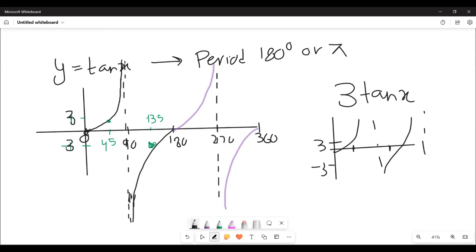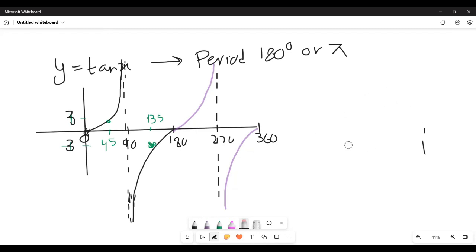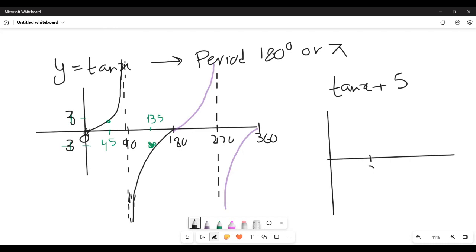Okay. Similarly, if you have to plot tan x plus 1, then it goes 1 unit up. So you move the central line. Let's plot tan x plus 5. I'm just going to plot one cycle, not 2 cycles. So we have 90 here, which will have an asymptote, and 180 here. Central line has gone 5 units up, so I'm going to plot a dotted line here. This would be 5.